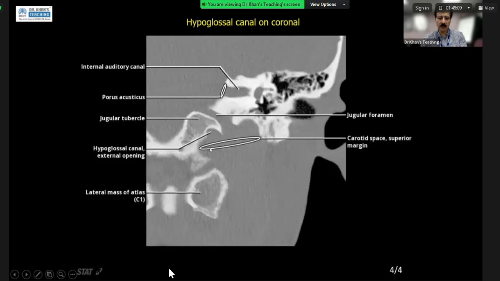Remember it like this. Another point to remember, and this is an important point for the future session, is that the carotid space touches this part of the base of skull. So the hypoglossal nerve indirectly goes into the carotid space. And this concept is important to remember.